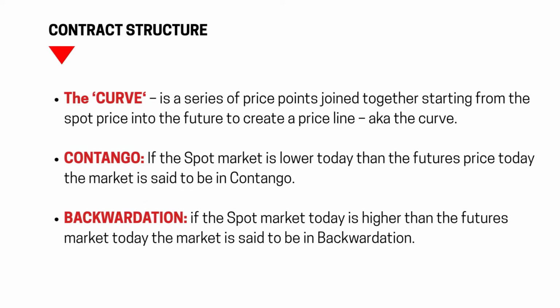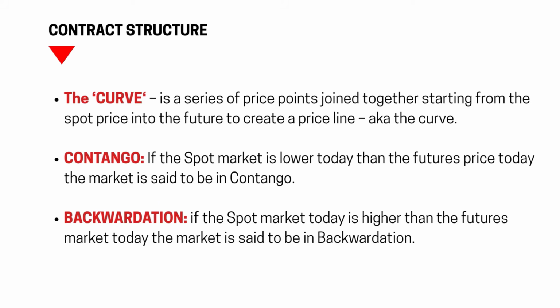So we've got three crucial bits of terminology here. The curve, we know that now, that's a series of price points joined together, starting from the spot price into the future to create that price line, aka the curve. Then we've got something called Contango. That's if the spot market is lower today than the futures price today. The market is said to be in Contango.